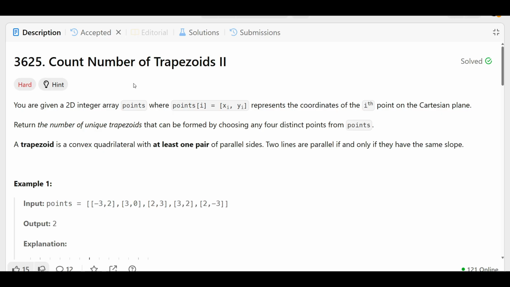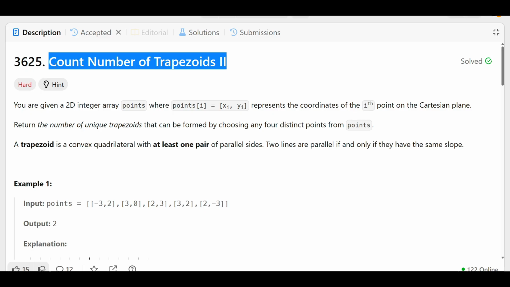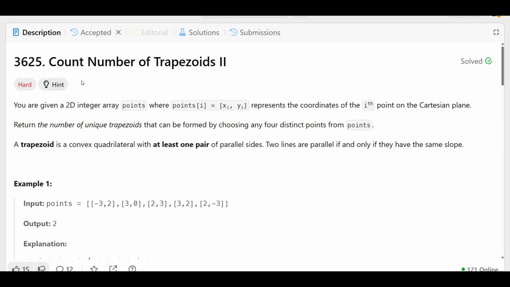In this video we are going to understand the 3625 Leetcode problem, and this is the last question of weekly contest 459. The very first version of this problem we have already uploaded, so I'll keep the link in the comment section. You can go and watch from there. Okay, so let's understand what the question is saying here.